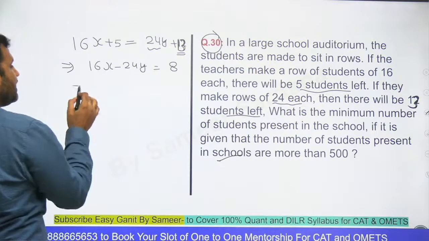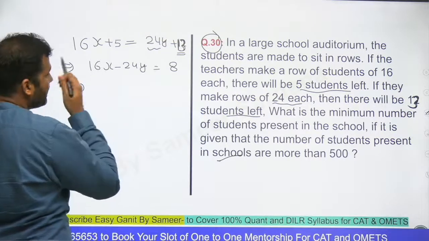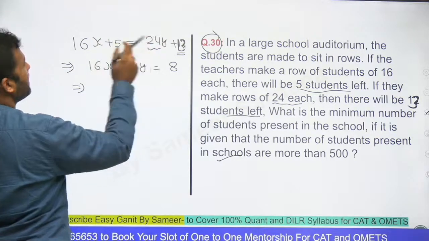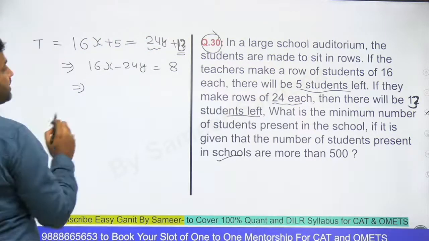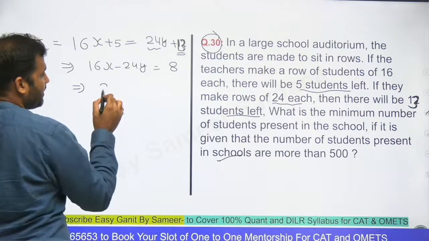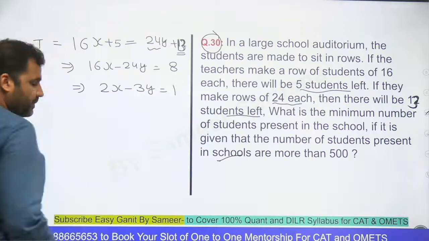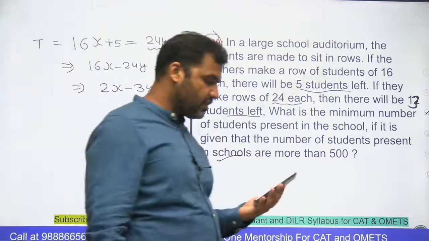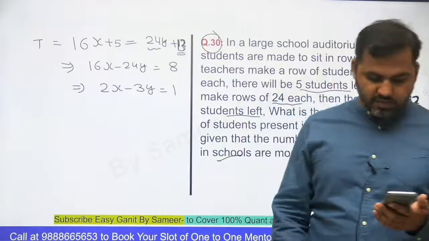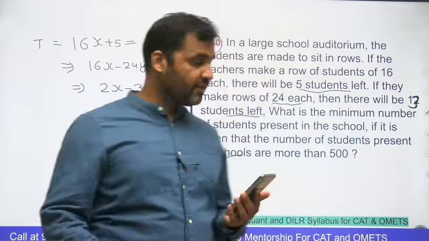Am I right? Now guys, both of these two values are my total number of students. So guys, tell me, what is the final equation you will be getting? 2x minus 3y is equal to 1 guys. Yes or no? 2x minus 3y is equal to 1. Everything is clear, right?